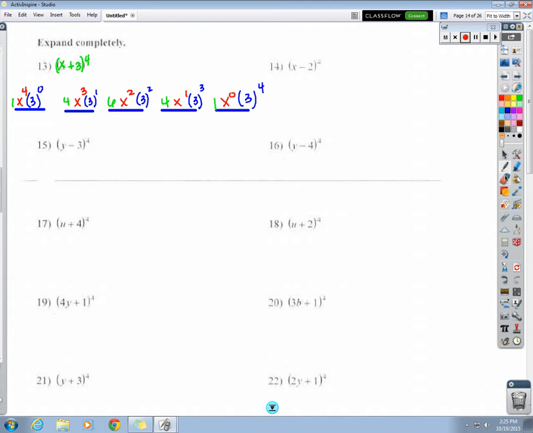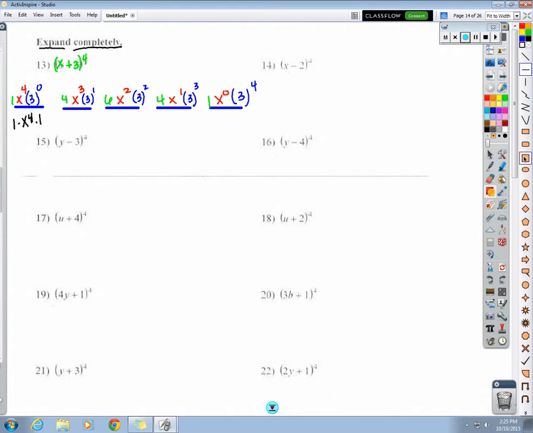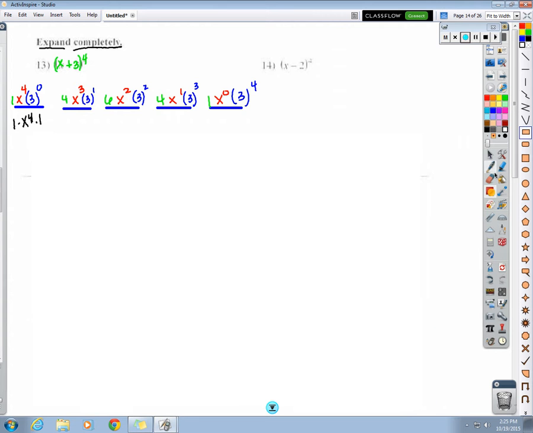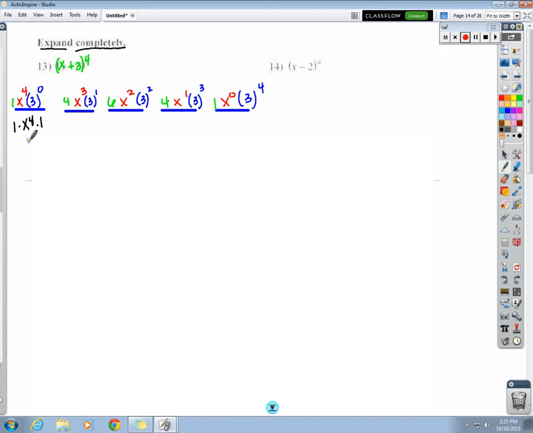Now we need to simplify because they're not looking for a specific term or a specific coefficient. They want it expanded completely. So starting with this first term, isn't this a 1 times an x to the 4th times a 1? So what does that give you? x to the 4th. 1 times 1 is 1, and then times x to the 4th is just x to the 4th. So we're done with term 1. There's a 1, and 3 to the 0 power is also a 1.